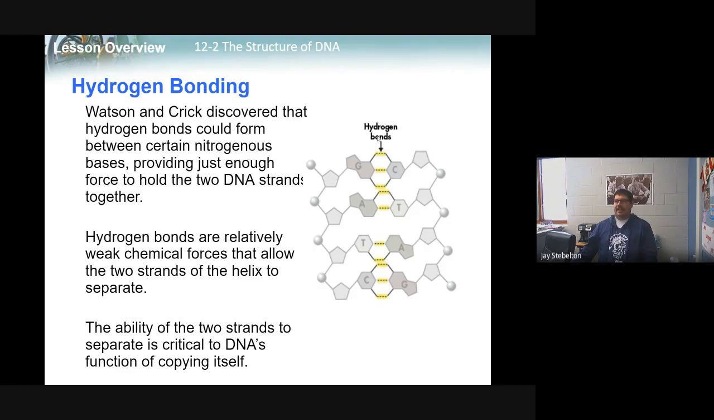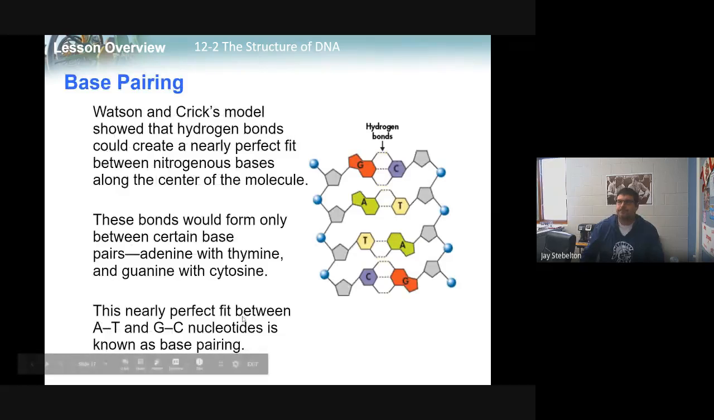And those are held together by hydrogen bonds. So we call the nitrogen bases the stair steps of the ladder, and then the phosphate groups and sugars would be the sides of the ladder. And this is actually twisted in a double helix. Okay, so there's the base pairing. That's what I've been talking about. A fits perfect with T, and G fits perfect with C.